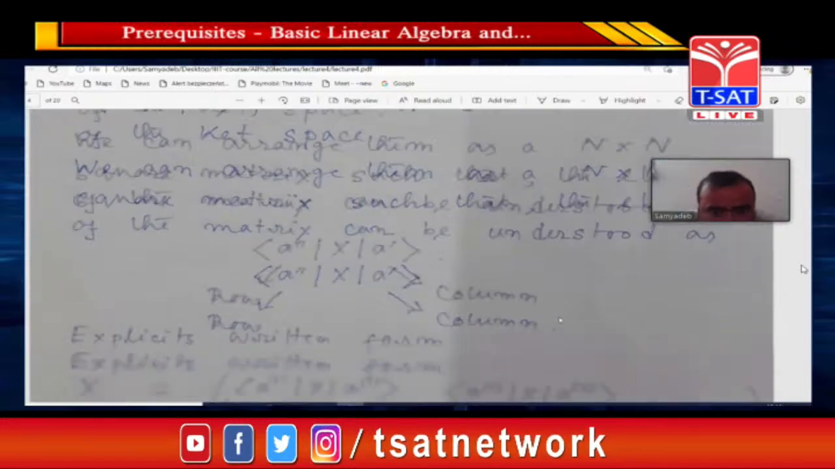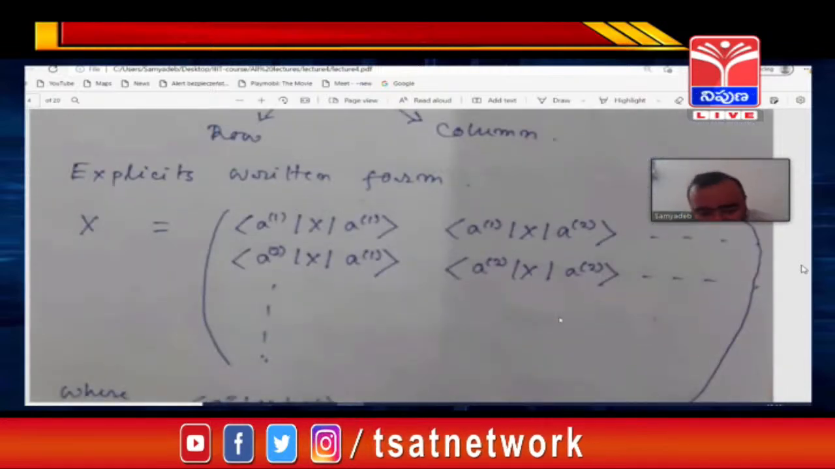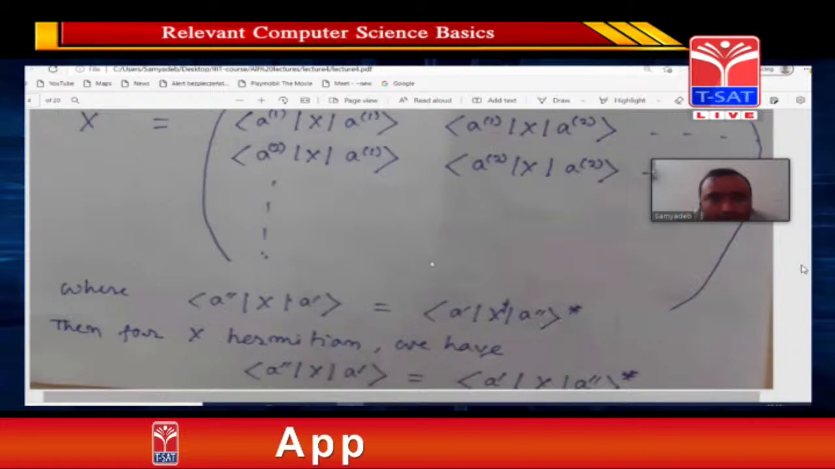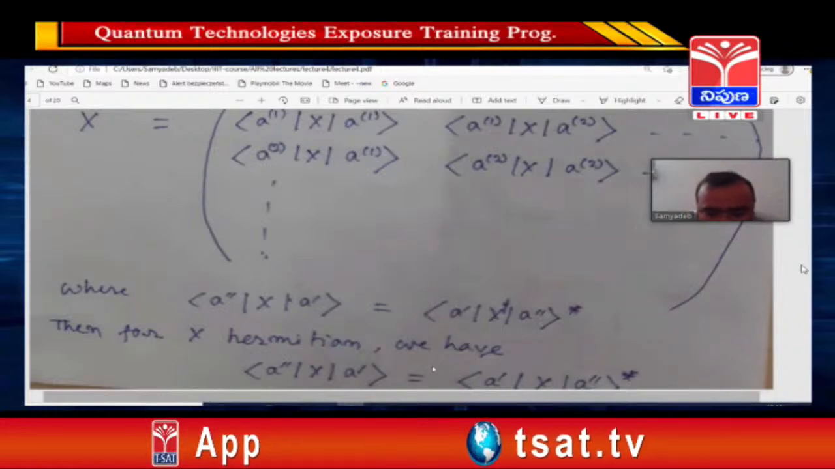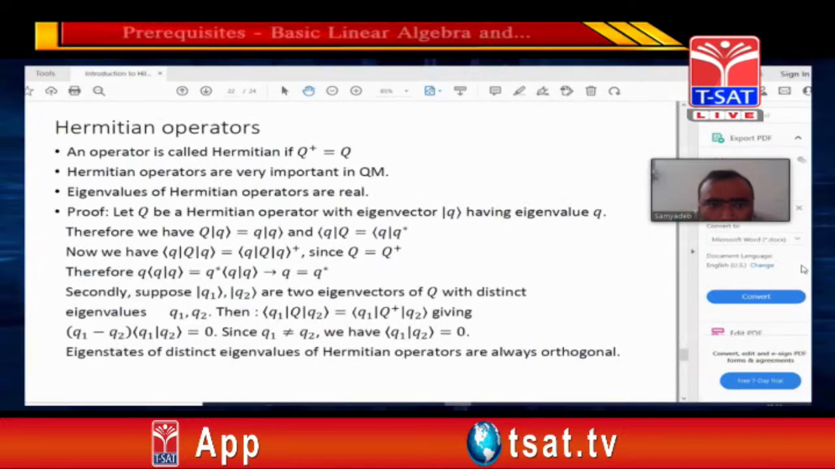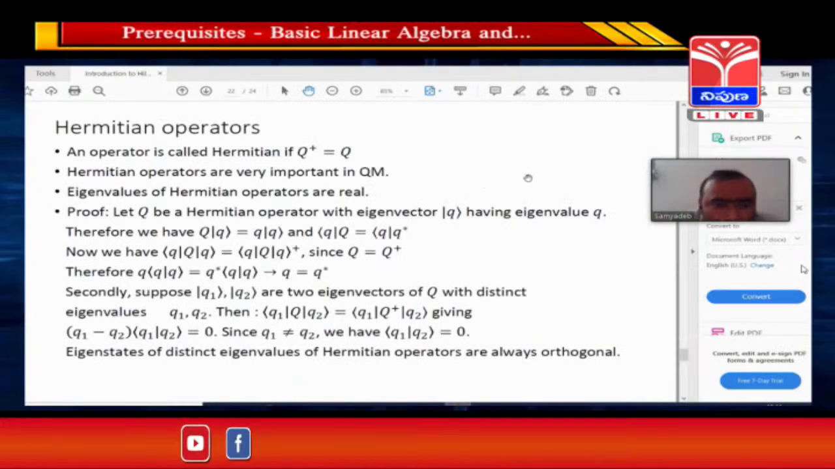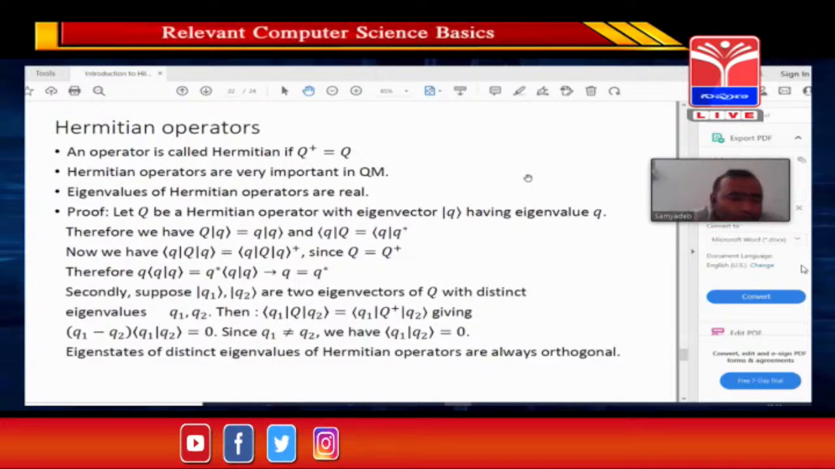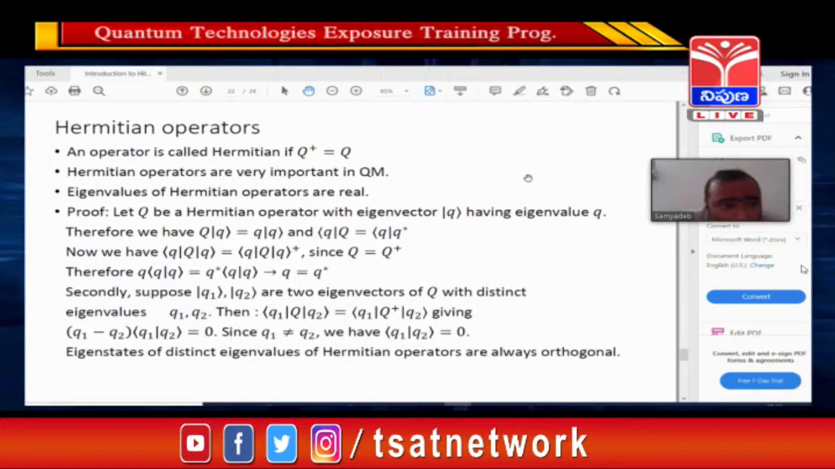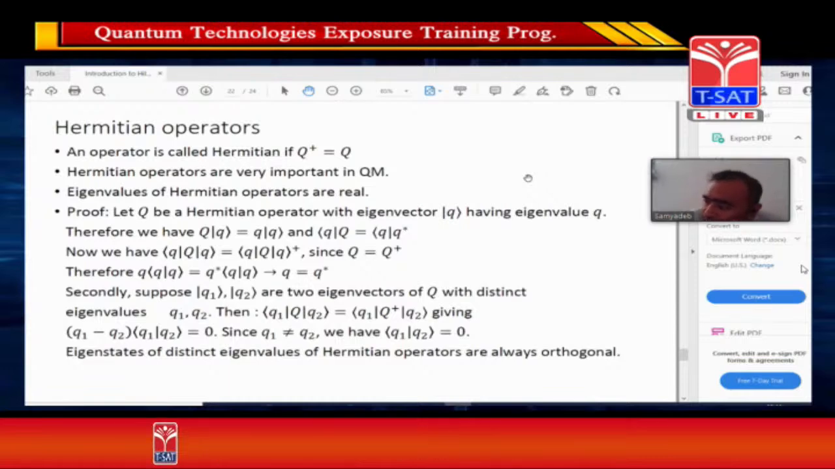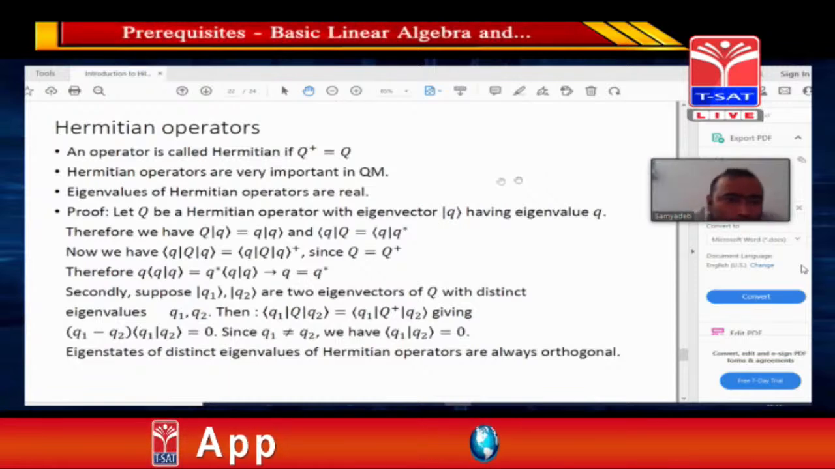I don't think I should discuss it right now because there are some other specifications that will also be needed, and it will be a little cumbersome if I discuss all of this in one particular session. So this is the basic idea of linear vector space that we use in quantum theory so frequently.